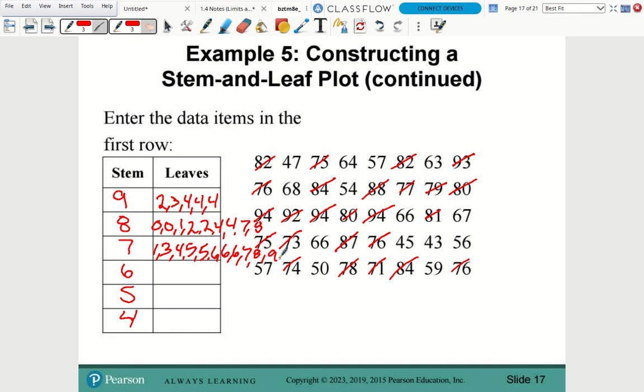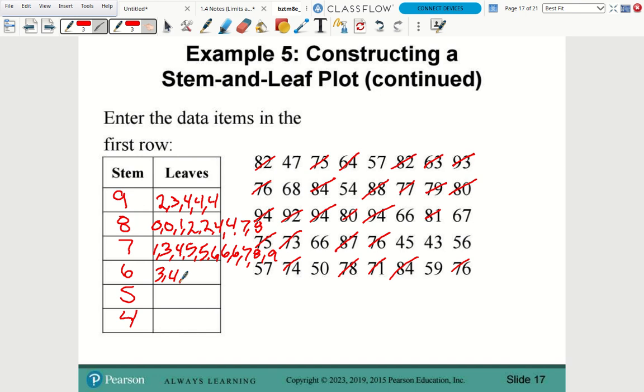Now, let's look at the next one. 60. Is there a 60? No. 61? No. 62? No. 63? Yes, right there at the top. So I'm starting off with a 3. Any more 63s? No, but there's a 64 on top. Any more 64s? No.